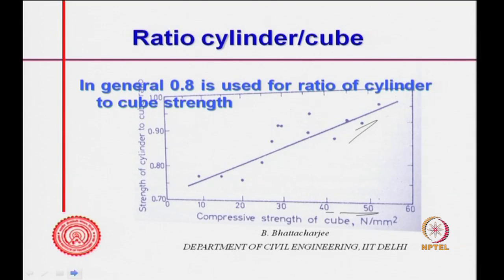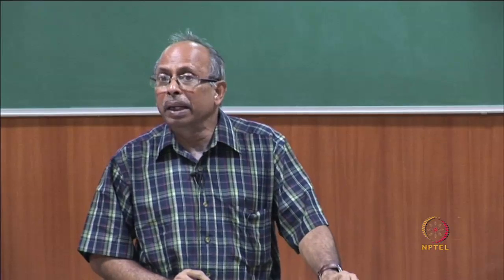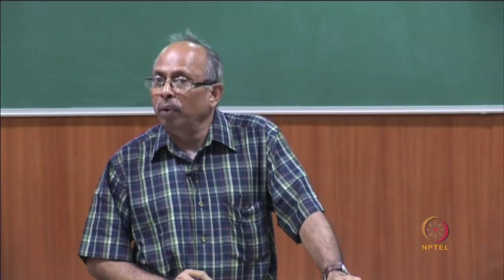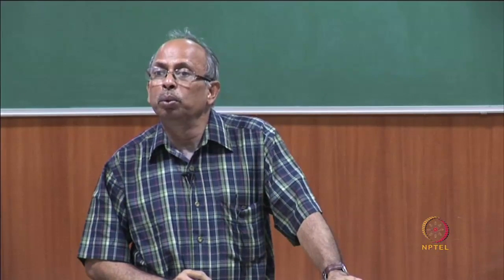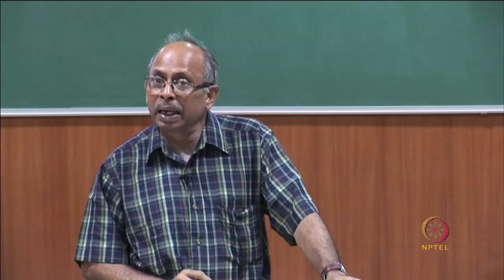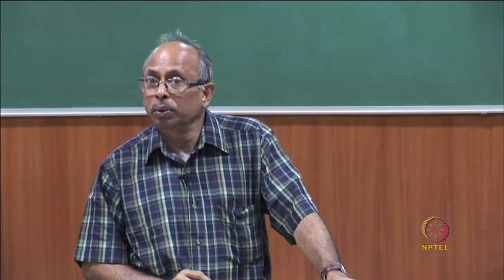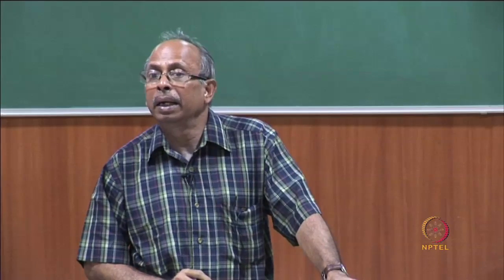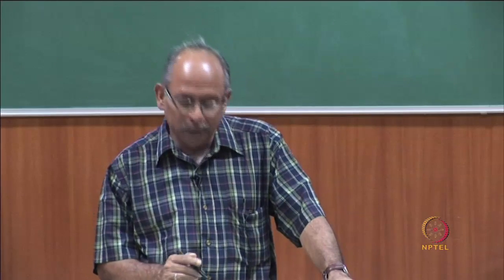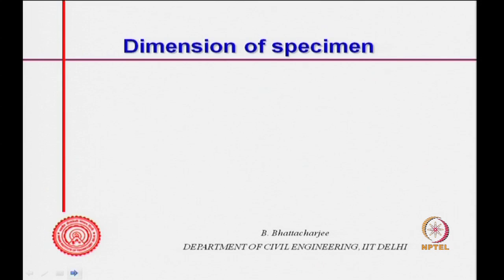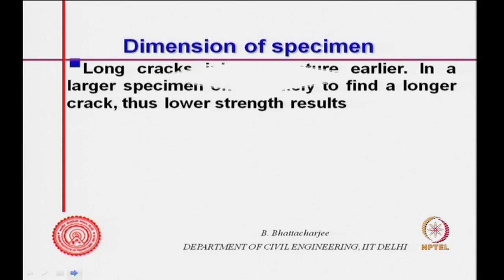So, specimen shape has got a role, capping has got a role. Therefore, while the Indian Standard uses a cube of 15 centimeter side length, some other places use a 15 centimeter diameter cylinder, and their strength would not be the same. So, it depends upon specimen type, L by D ratio, and also, as we have seen, what kind of capping you are using. So, long cracks initiate fracture earlier in a larger specimen.